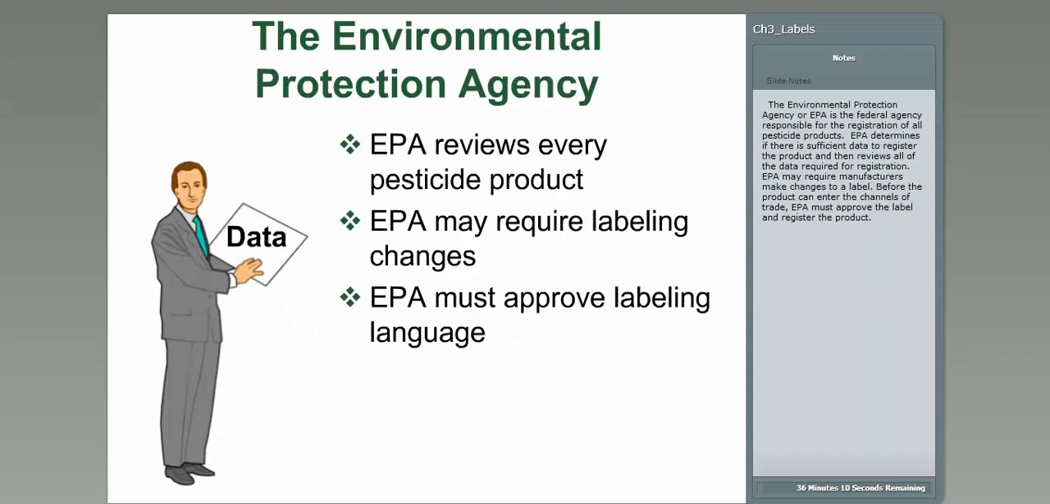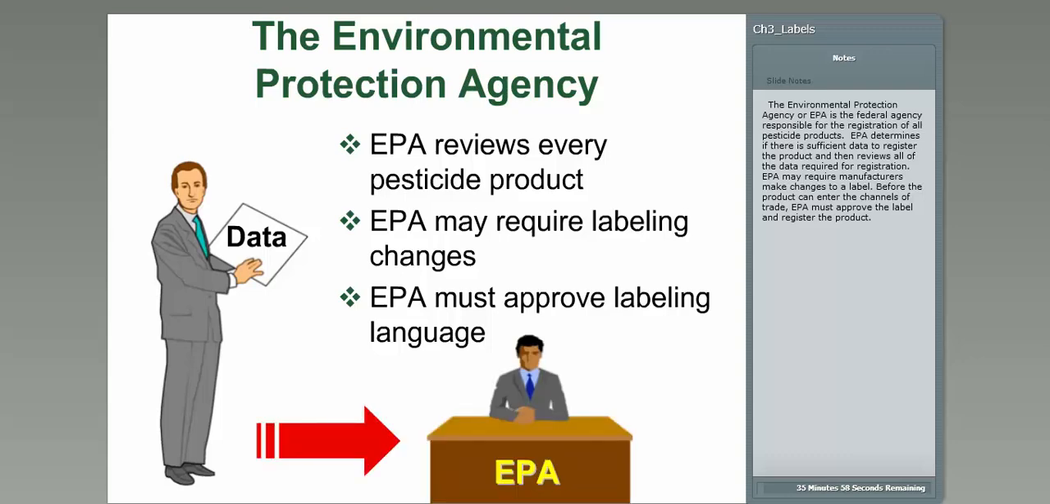The Environmental Protection Agency, or EPA, is the federal agency responsible for the registration of all pesticide products. EPA determines if there is sufficient data to register the product and then reviews all of the data required for registration. EPA may require manufacturers make changes to a label. Before the product can enter the channels of trade, EPA must approve the label and register the product.